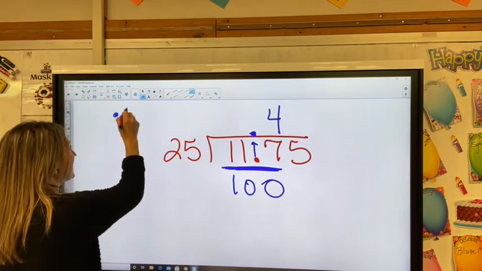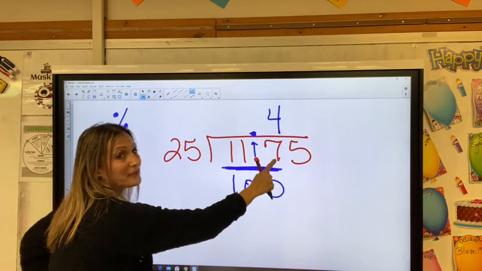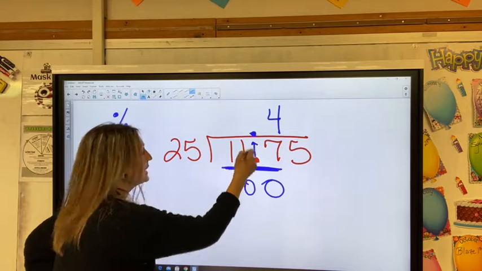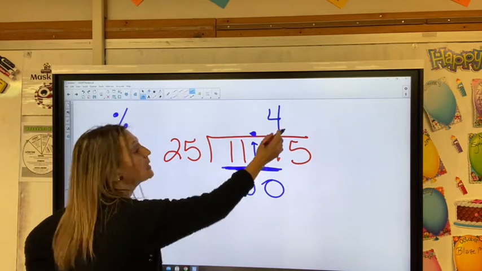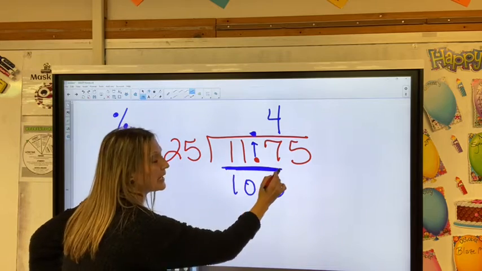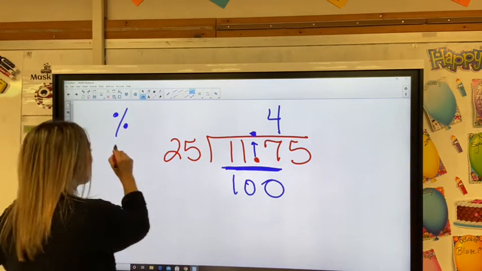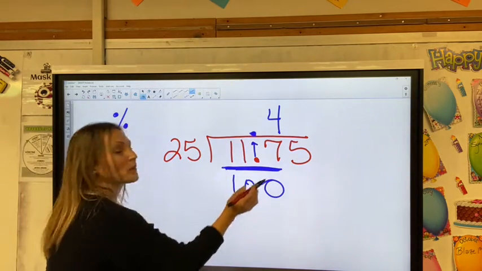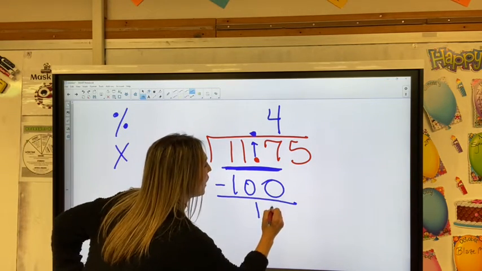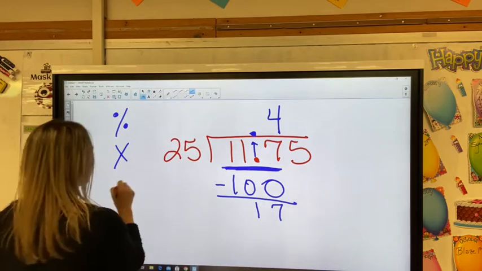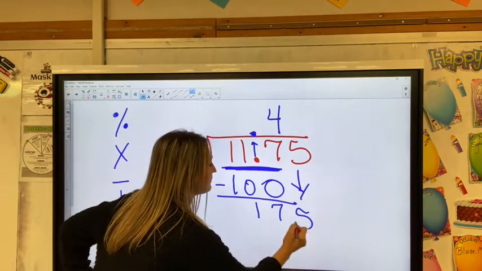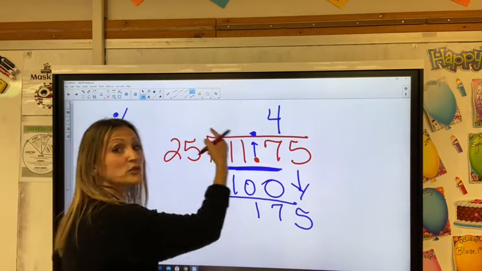So I divided 25 into my place value. That would work. It wouldn't work here in the tens. It wouldn't work here in the ones. But it would work in the tenths. So I went all the way over to these 3 and divided. Then I multiplied 25 times 4, which is 100. I'm now going to subtract, and that leaves me 7. I'm now going to bring down my last place value, which is a 5. And I'm going to repeat.